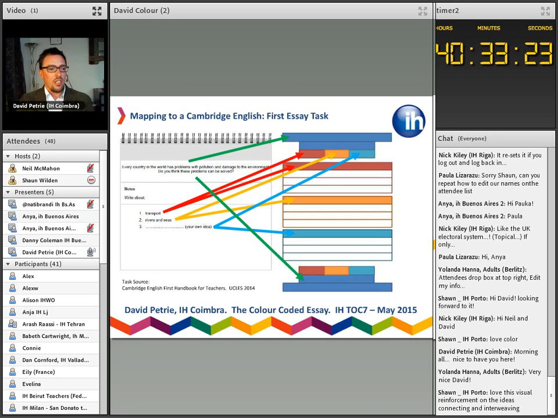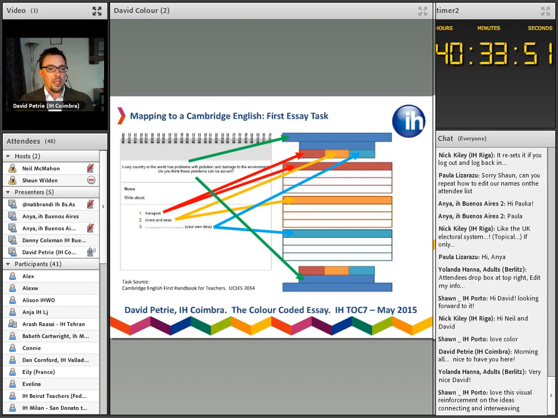But this essay question is problems with pollution and damage to the environment. So your initial topic sentence for the essay is about the environment, and you will probably find learners writing topic sentences like, the environment is very important to all of the people in the world. Obviously, you can try and add additional sophistication as you want to.